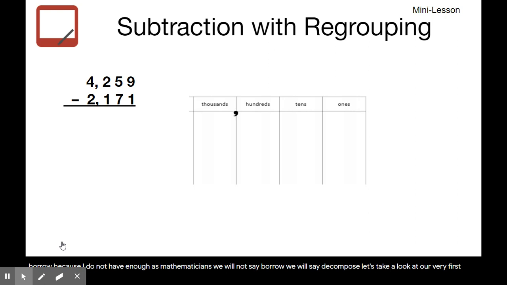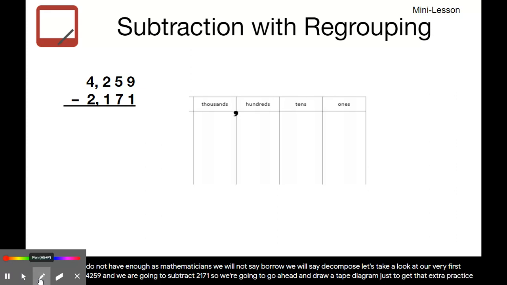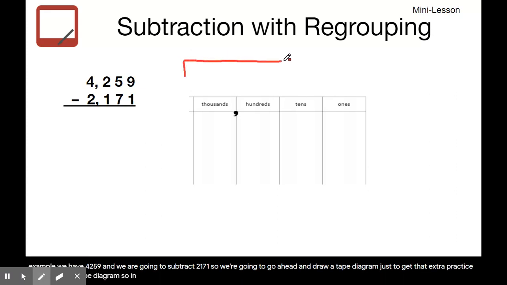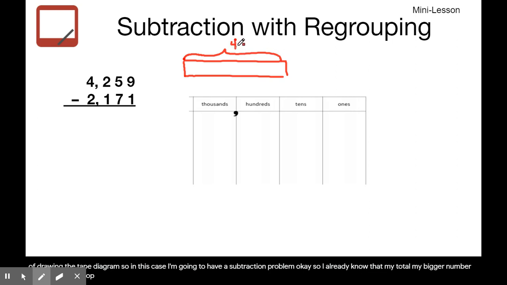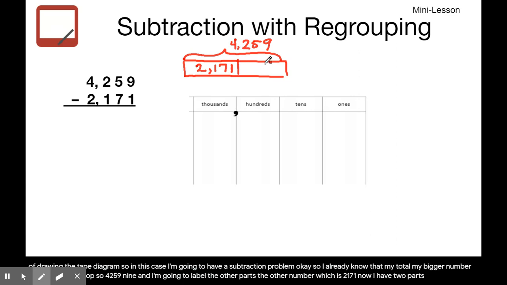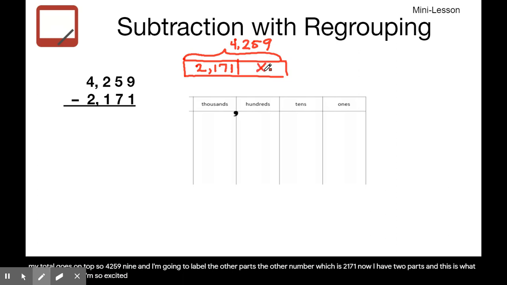We have 4,259 and we are going to subtract 2,171. So we're going to go ahead and draw a tape diagram just to get that extra practice of drawing the tape diagram. In this case, I'm going to have a subtraction problem. I already know that my total, my bigger number, goes on top, so 4,259. And I'm going to label the other part, the other number, which is 2,171. Now, I have two parts, and I'm solving for the other part.